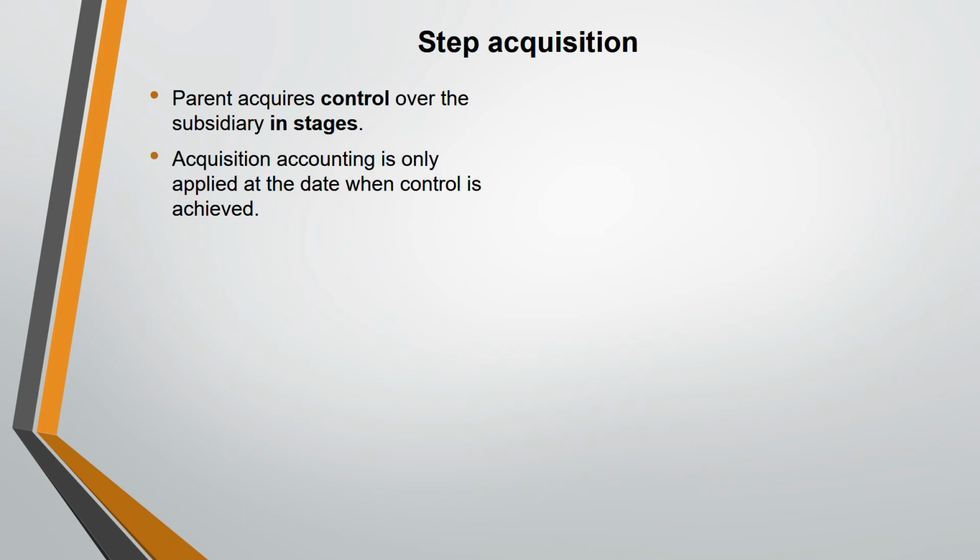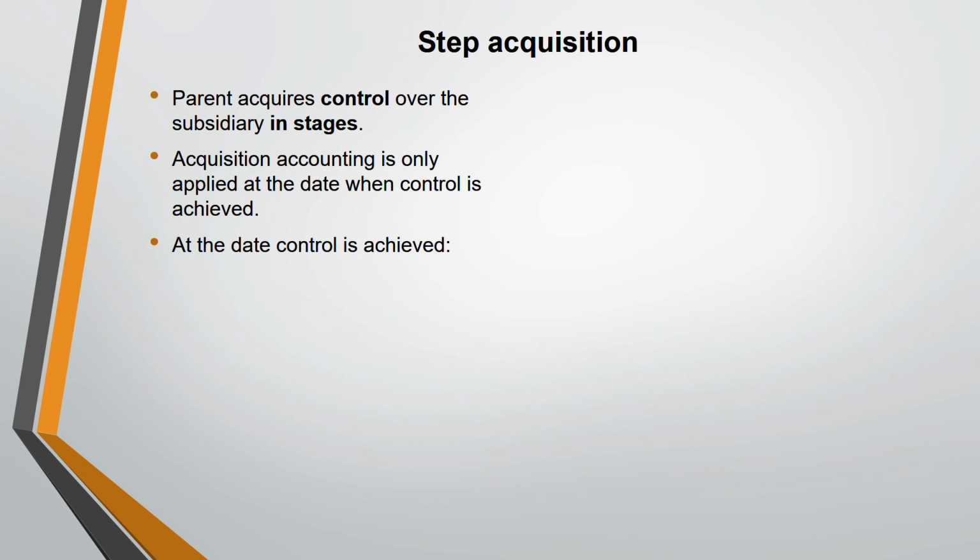Now, acquisition accounting is only applied at the date when control is achieved. Let's say initially you purchased 40%. That time he was not your subsidiary. You cannot use acquisition accounting then. But later you bought 20%. So 40 plus 20, 60%. At that time you gained control. The second time when you bought that 20%, then only you can use the acquisition accounting. Acquisition accounting means you will start calculating goodwill and NCI, everything.